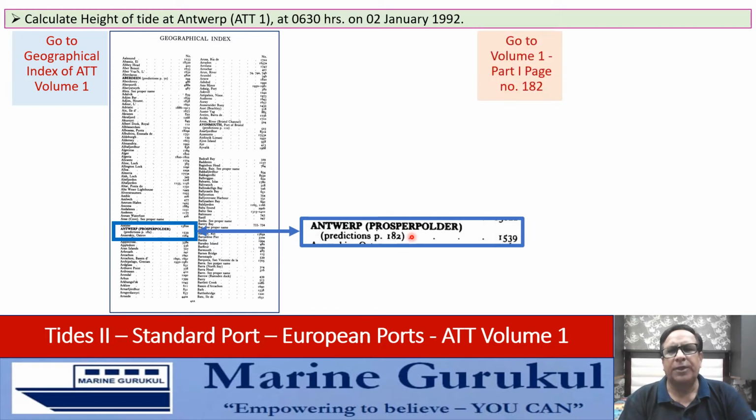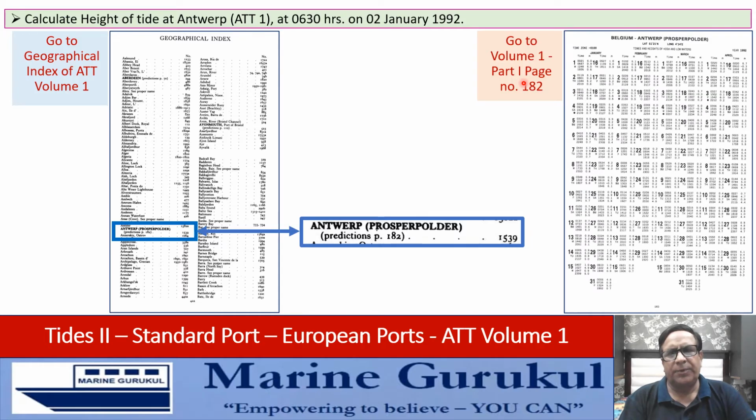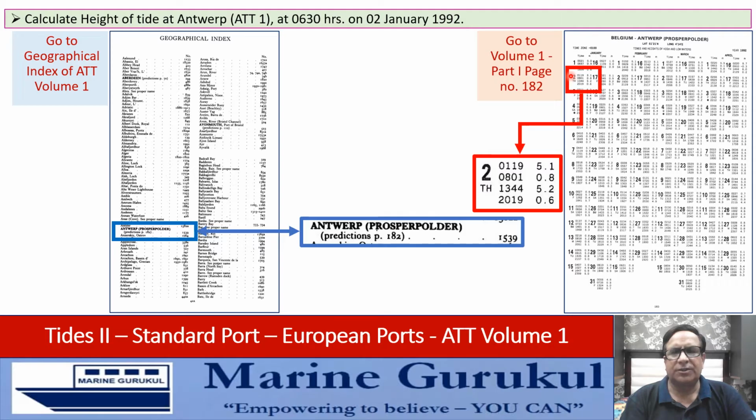So now we go to page 182 of ATT Volume 1, and the page would look somewhat like this. And from here, we pick up the predictions for 2nd January, and these predictions I've magnified here. These are the predictions, here are the times, and these are the heights. Obviously, this is the time for high water, this is low water, this is high water, and again low water. So this is how we'll use the daily pages to extract information.